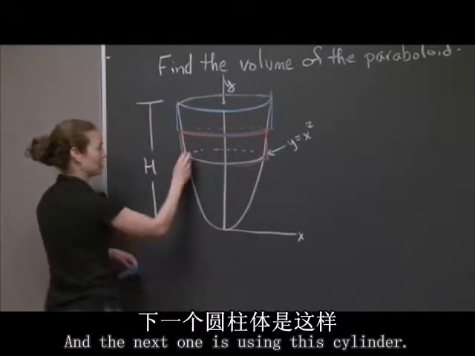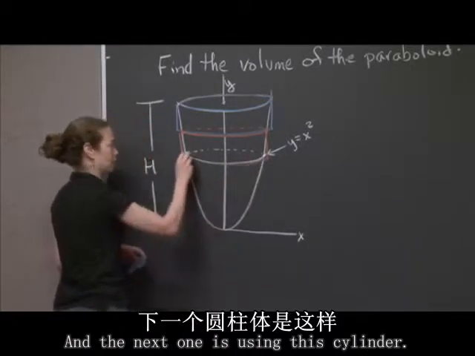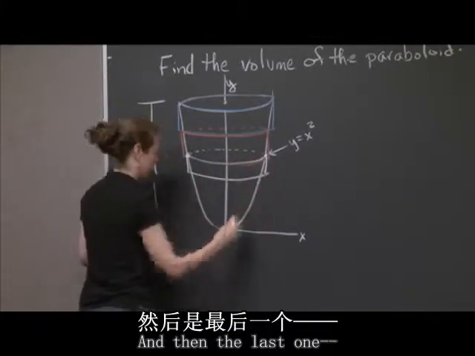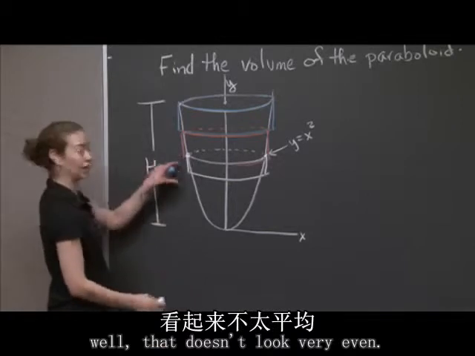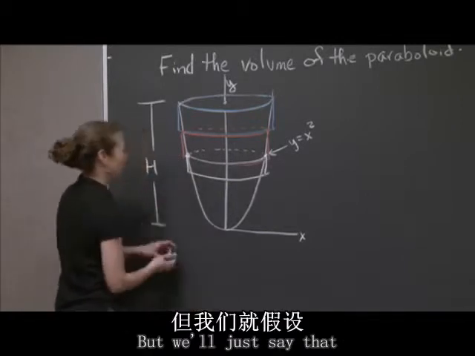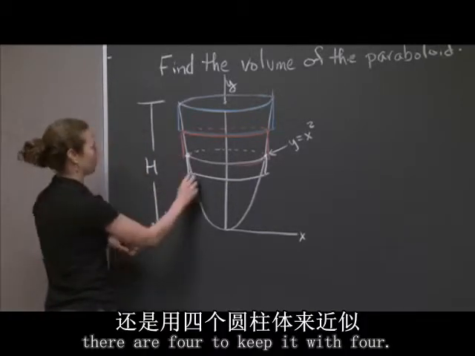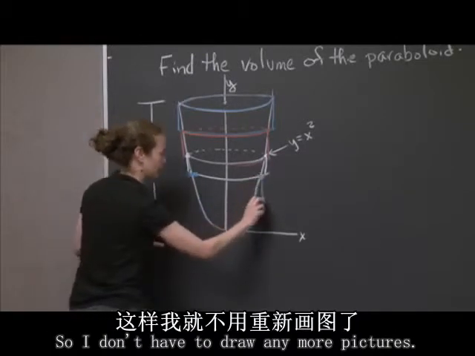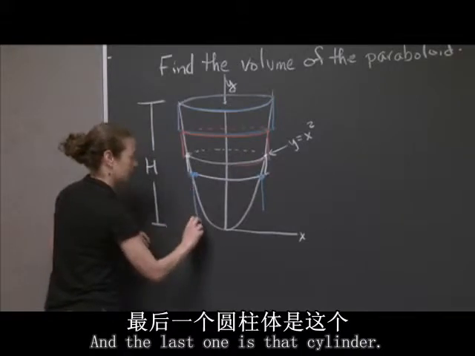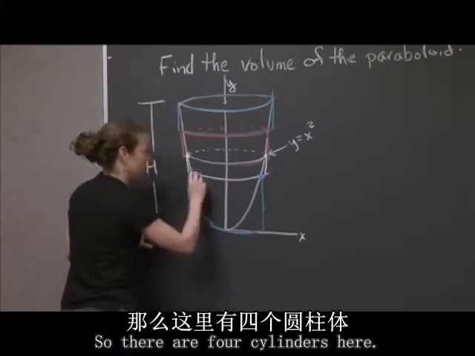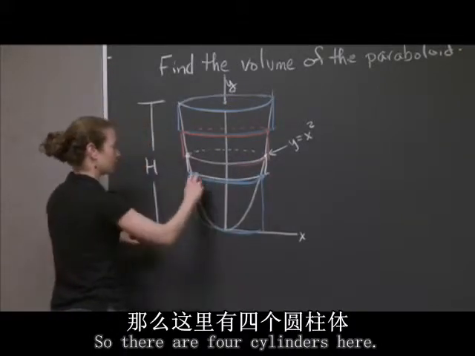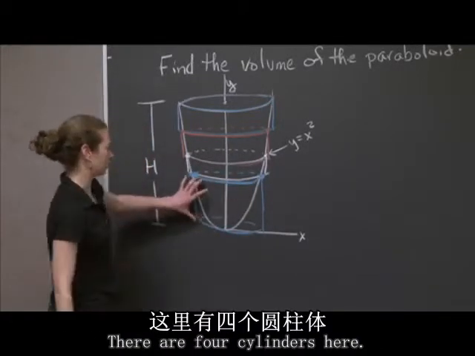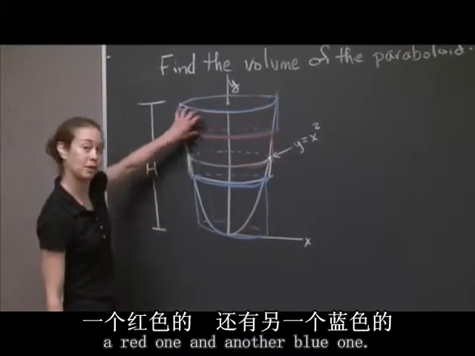And the next one is using this cylinder, so that's our diameter here. And then the last one, well, that doesn't look very even, but we'll just say that there are 4. To keep it with 4, I'll say the last one is starting right here, so I don't have to draw any more pictures. And the last one is that cylinder. So there are 4 cylinders here. This one comes around behind. There's the blue one here, a white one, a red one, and another blue one.